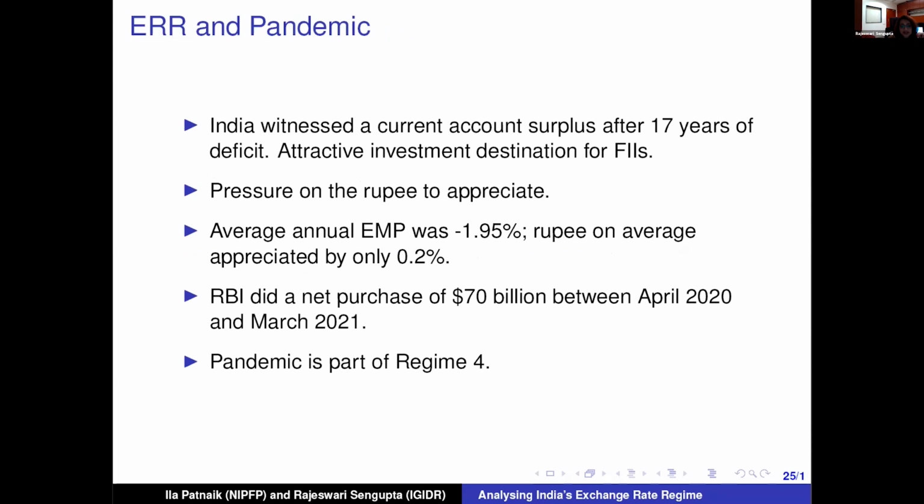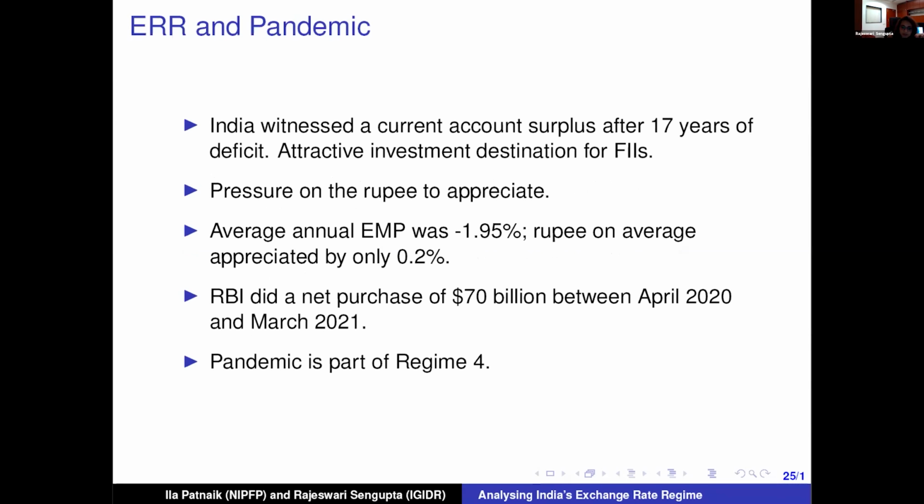Lastly, I want to end with this last one year. Of course, there's been the year of the pandemic. What has happened in the EMP and the ERR, what we find from the data, is that there was a lot of pressure on the rupee to appreciate because India, for the first time in 17 years, had a current account surplus, not because exports increased a lot, of course, but because imports fell a lot. And also, India has been a very attractive destination for foreign investment.